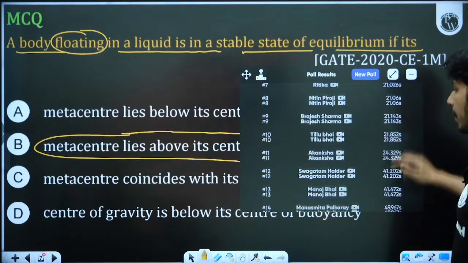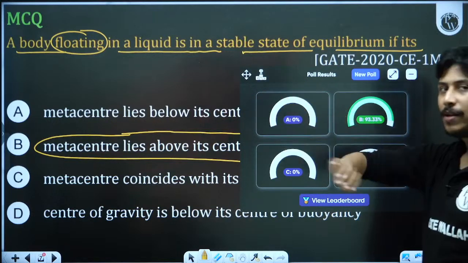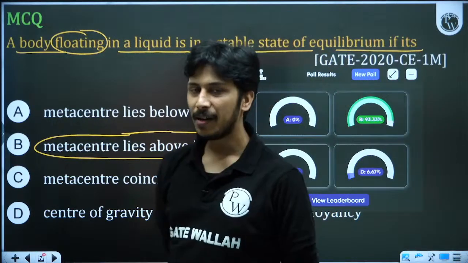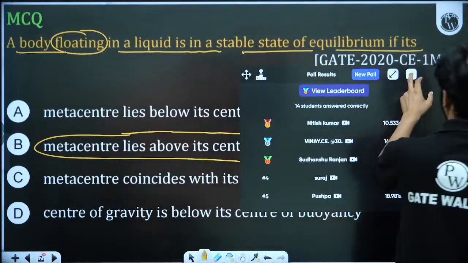93% students have given the correct answer. Why are you giving the D answer? In floating bodies or partially submerged bodies, buoyancy does not play a role. Metacenter plays a role. I have told you in the last class also, in Saturday's class also. Why are you guys doing the wrong things?